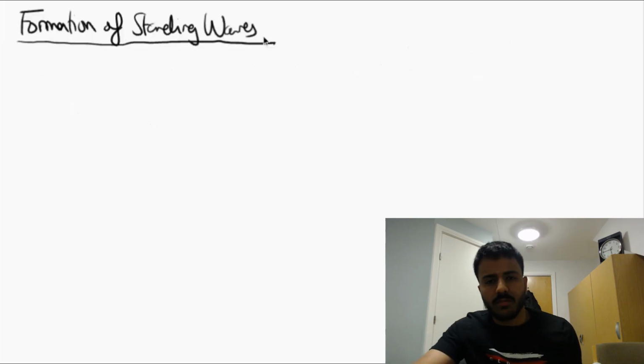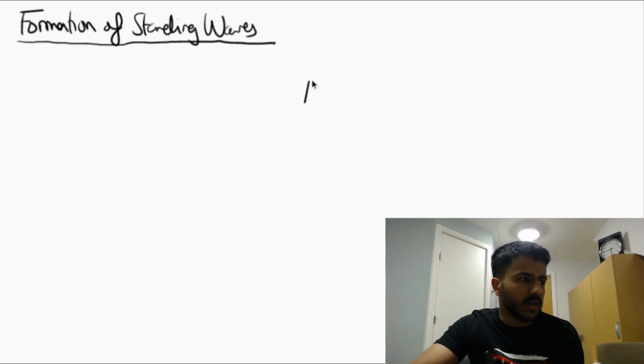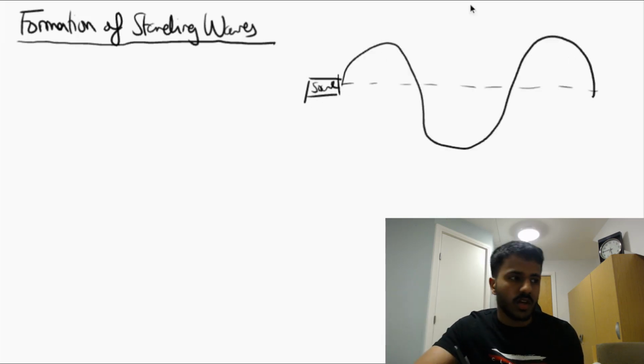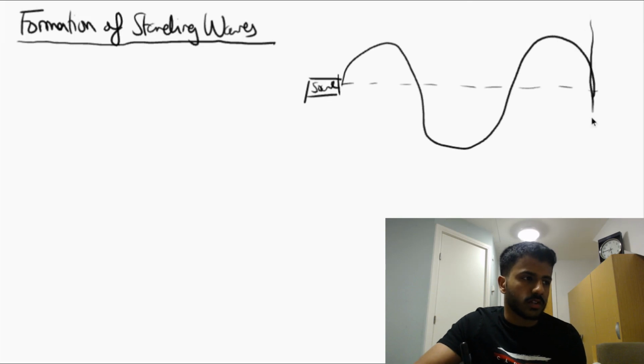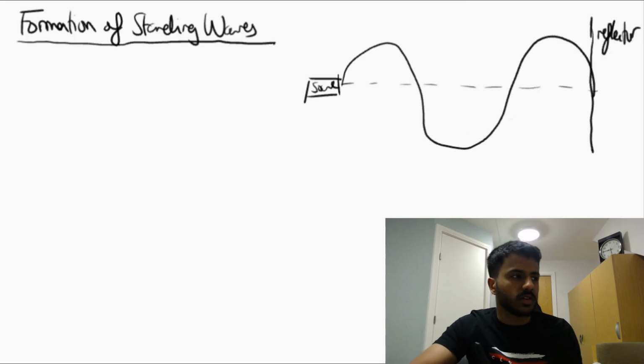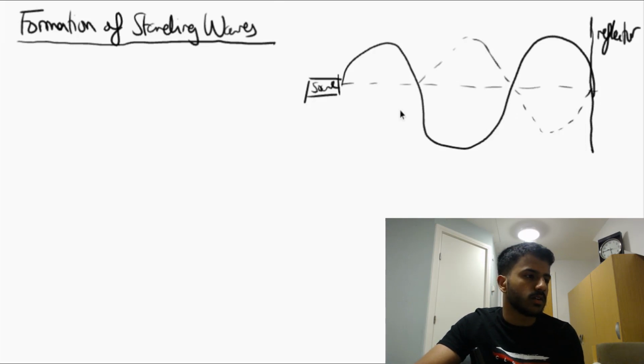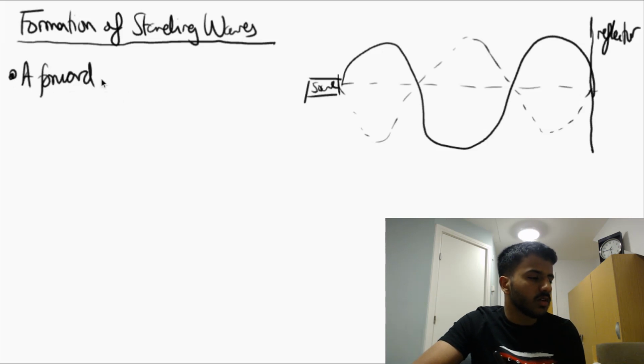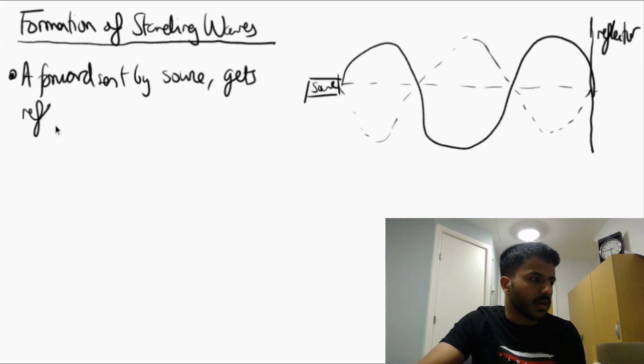Now, for your exam, you will need to know how standing waves are formed. So, they are formed by simply having a source at first, and this just emits any regular wave. And what happens is this wave eventually meets a reflector or a mirror. And when it hits this reflector, it gets reflected back. So you have a forward wave sent by the source that gets reflected back.